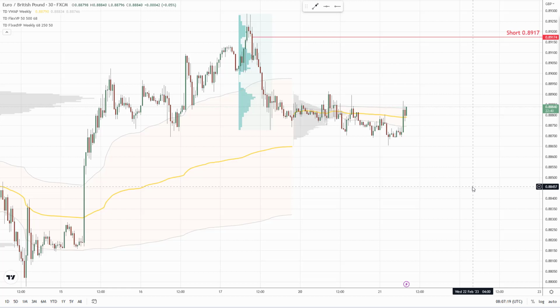I'm going to do a day trading analysis of the Euro British Pound, mainly on the 30-minute chart, but we'll also have the 5-minute chart. So let's check it out. Let's see what's going on with the Euro British Pound.